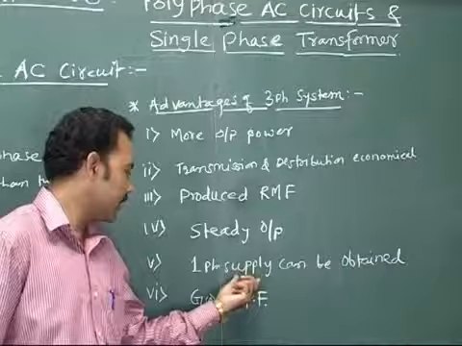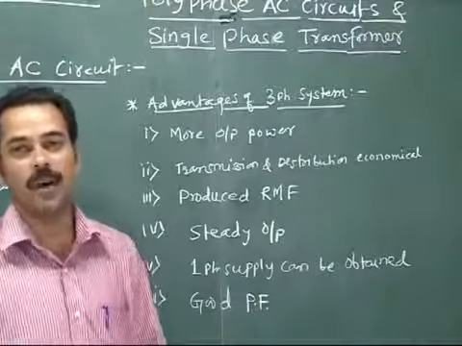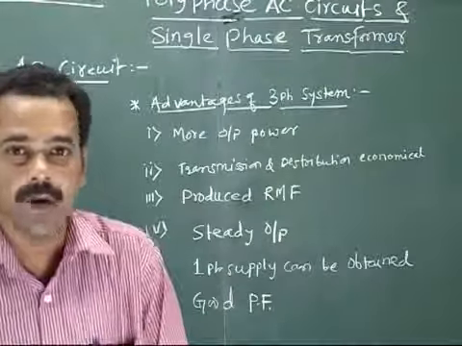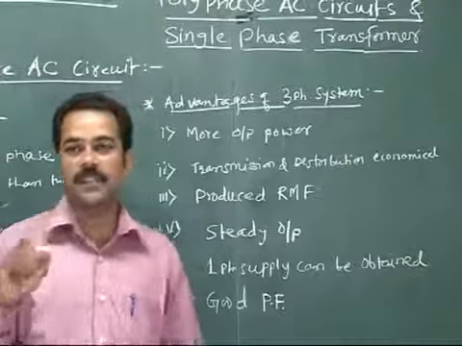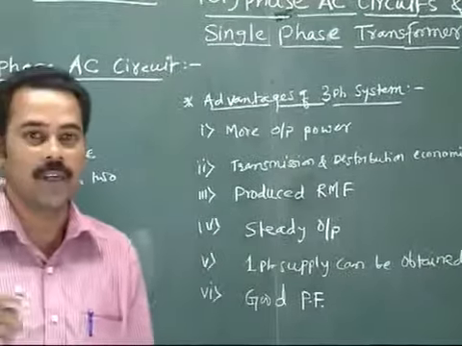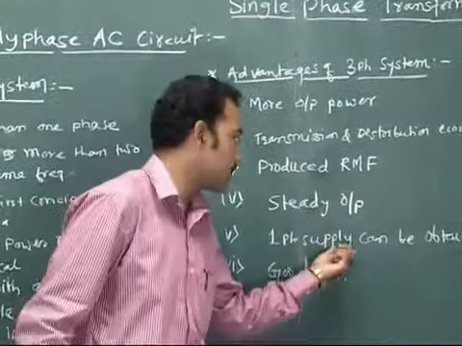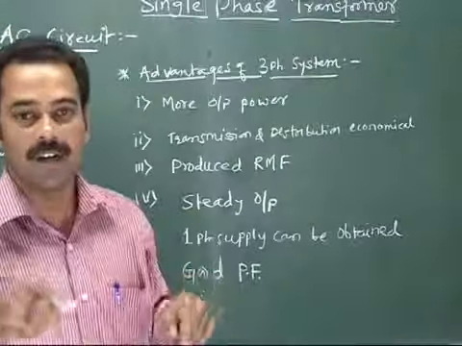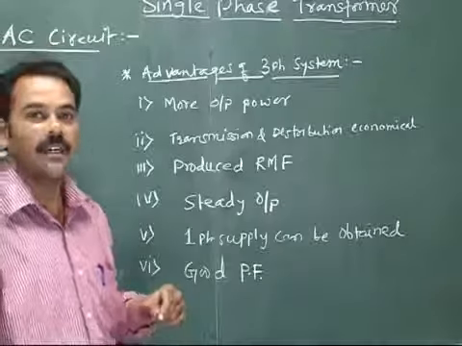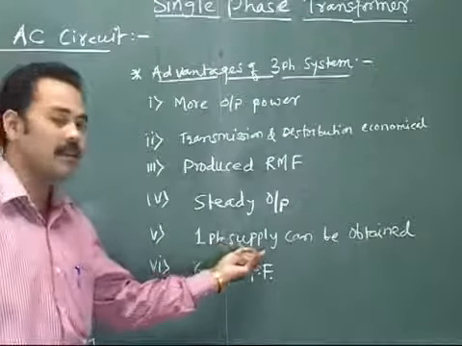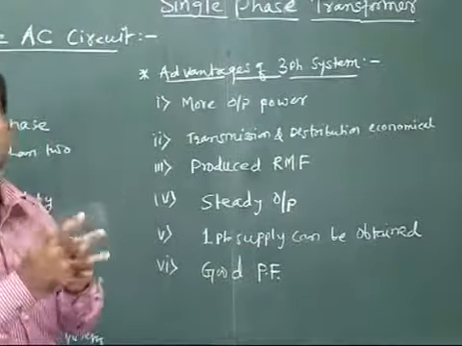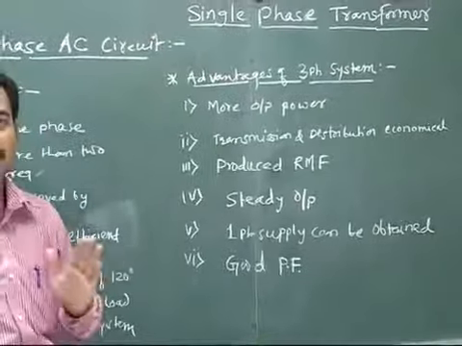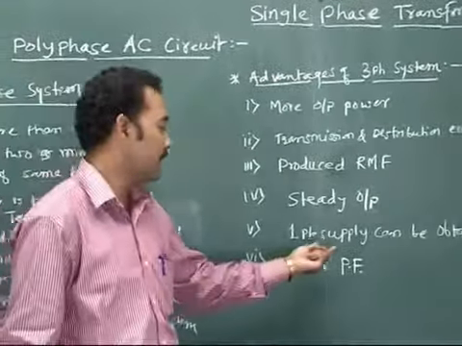Then the fifth one: single phase supply can be obtained from the three phase supply, but we cannot obtain the three phase supply from the single phase supply. So this is a very important advantage of three phase systems, and we have generally seen this in the general distribution systems. That is, single phase supply can be obtained from this three phase supply, which is not possible at all in single phase systems.